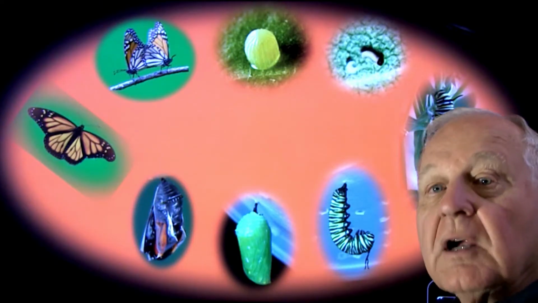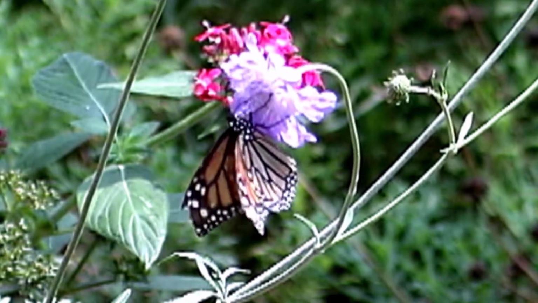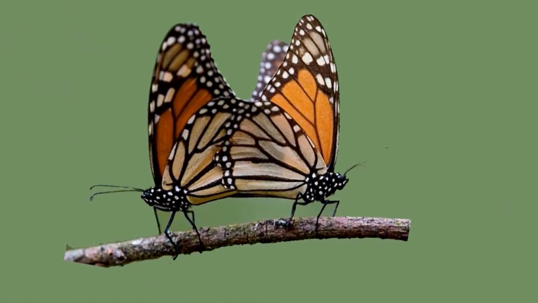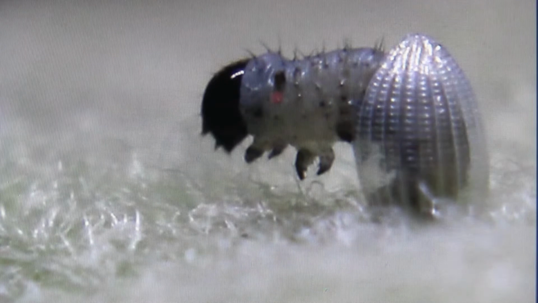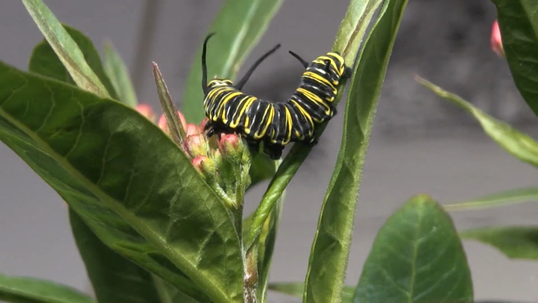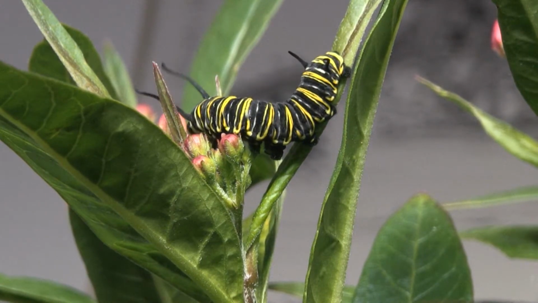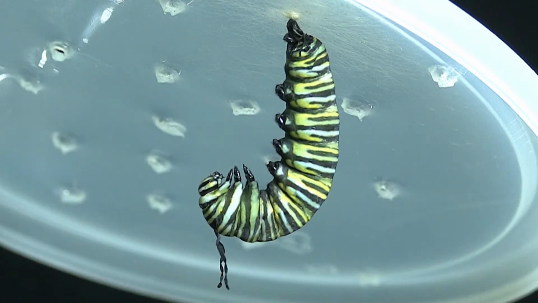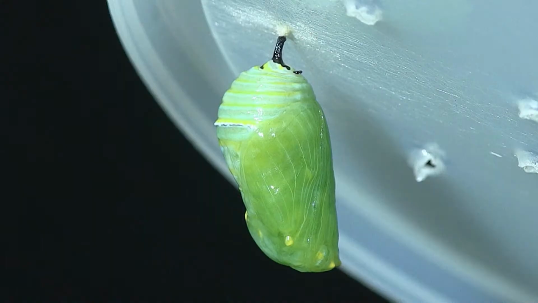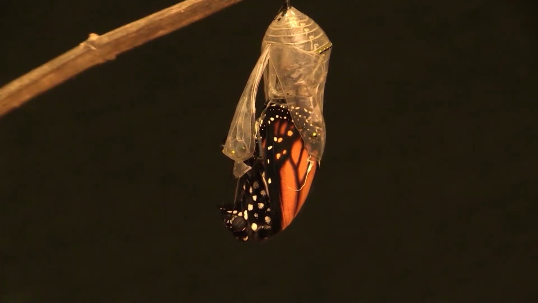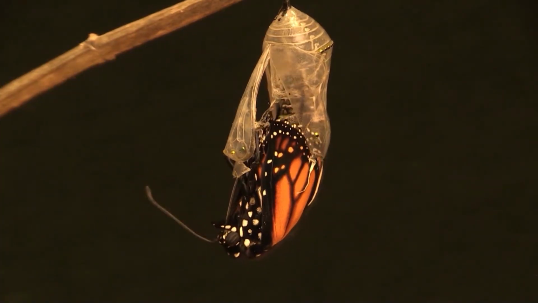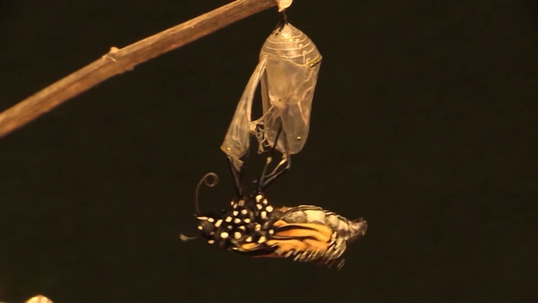The life cycle of the monarch butterfly starts with the adult. They mate, eggs are laid, a little tiny caterpillar emerges and munches for a week or so, becomes a big caterpillar. Near the end of the larval stage, it turns into a J, becomes a chrysalis. The chrysalis is the pupal stage. The pupa stage ultimately emerges as the adult butterfly.